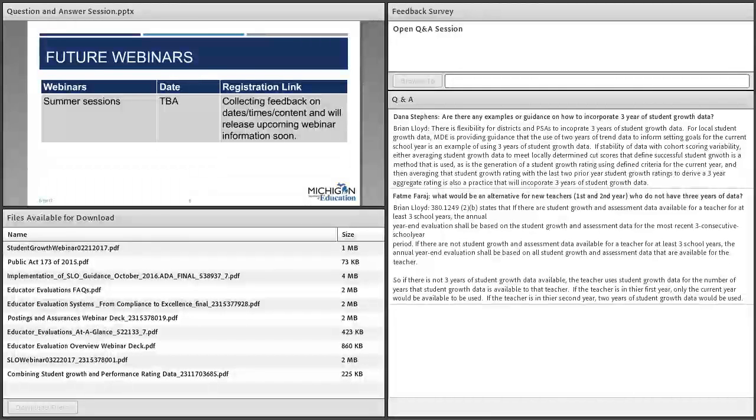So if the teacher is in their first year of instruction, then the current year of student growth would be used to determine a student growth rating. If this teacher is in their second year, then either 1 year of trend data to develop a student growth rating score for the current year, or 2 years of student growth data could be averaged, or the use of trend data to develop a student growth score for the second year in combination with the student growth rating score that was developed for the previous year. Those two ratings could then be averaged to develop a multi-year student growth rating score. So again, there's a lot of different ways to be able to aggregate that data.